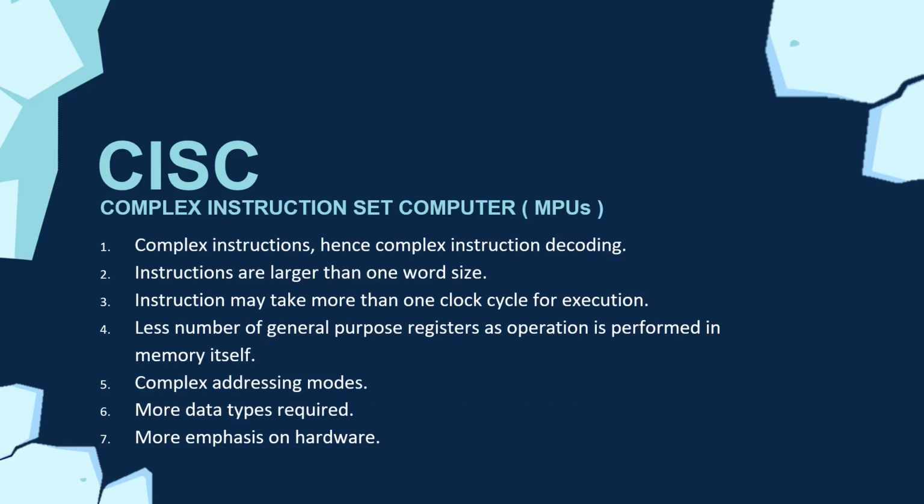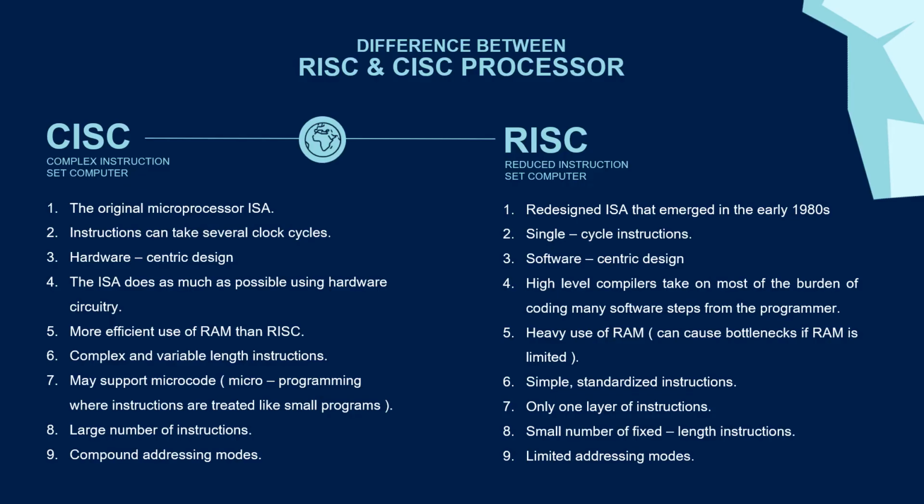CISC, Complex Instruction Set Computer MPUs. Complex instructions, hence complex instruction decoding. Instructions are larger than one word size. Instructions may take more than one clock cycle for execution. Fewer general purpose registers as operation is performed in memory itself. Complex addressing modes. More data types required. More emphasis on hardware. Difference between RISC and CISC processor.